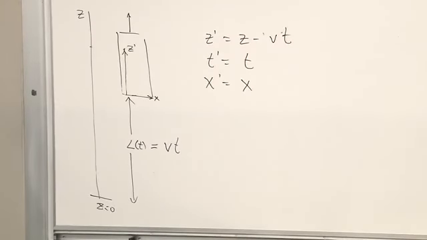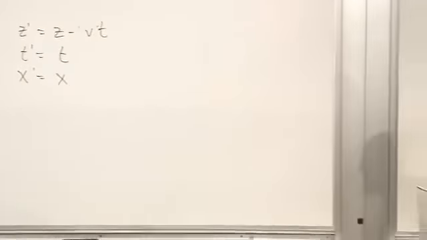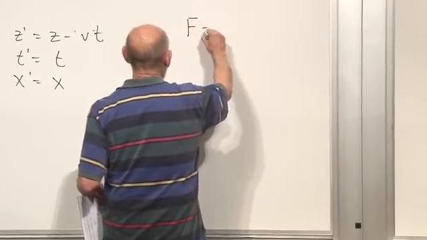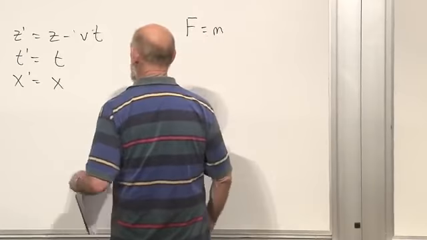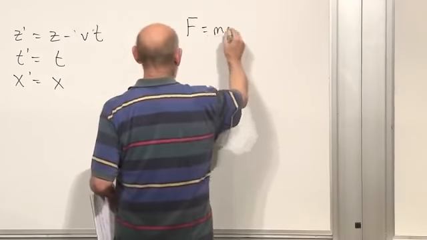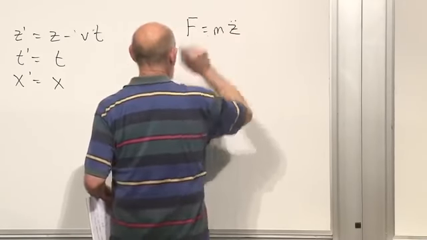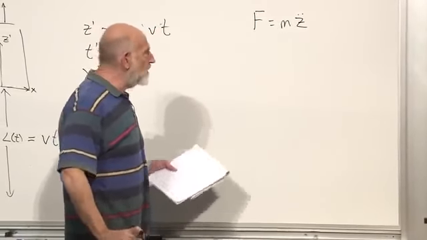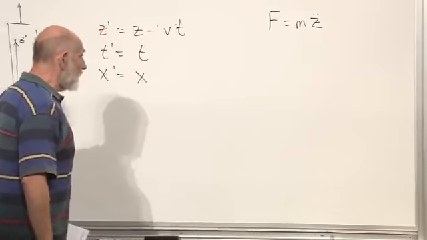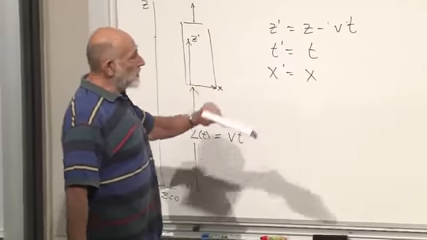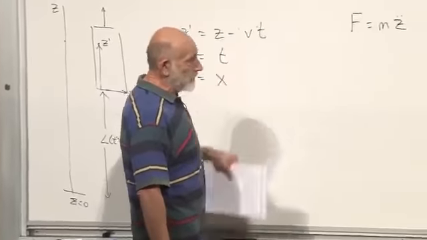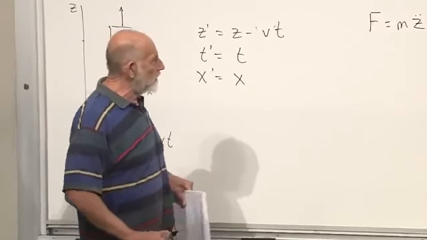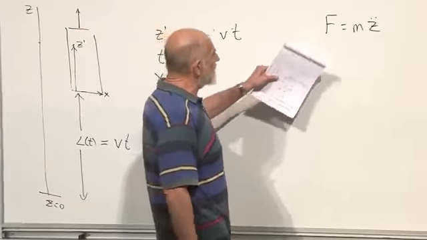Now let's ask about a law of physics. Let's take the law of physics, Newton's law of motion, F equals ma. And what is a? a is z double dot, the second time derivative of z with respect to time. That's called the acceleration, the vertical acceleration. This, of course, is the z component of force. Let's forget about the x component of force and the y component of force. They're not interesting in this context.